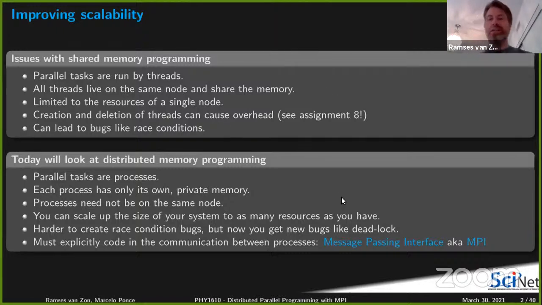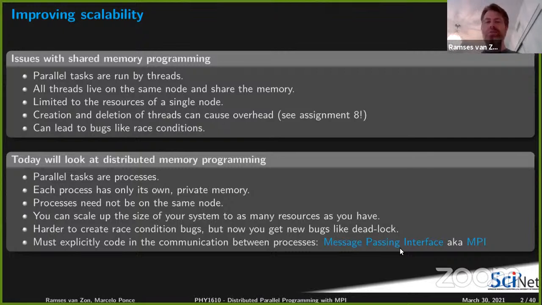What's nice about that is that once you've done it, you can scale up to any number of nodes. It's also harder to create race conditions. It's not impossible. If you're very smart, you can create that bug. But there are other bugs that come up now, like deadlock, and we'll look at those.